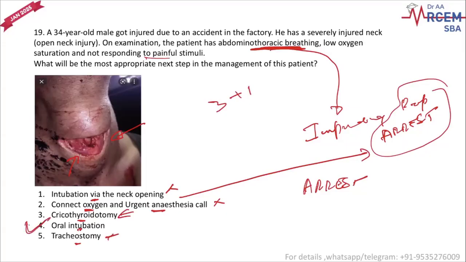So oral intubation is the right answer. So break it down in this way and think logically, you will get the answer.